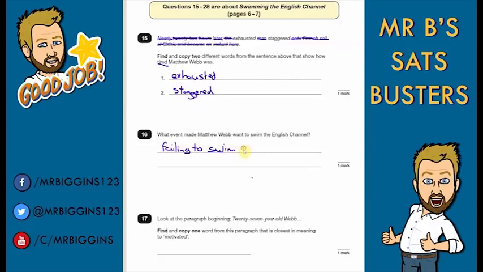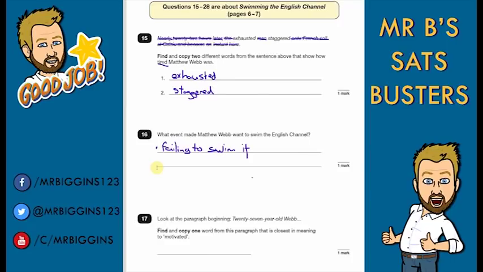Okay, so failing to swim that channel. So our answer would be something like J.B. Thompson's attempt to swim it in 1872 and he didn't manage to do it. It wouldn't be "he was inspired by J.B. Thompson", because it says what event, and the event that inspired him was the fact that J.B. Thompson couldn't swim it, not J.B. Thompson himself.